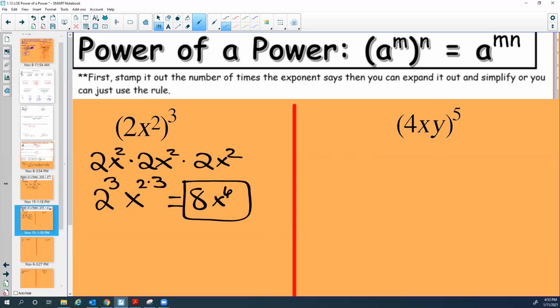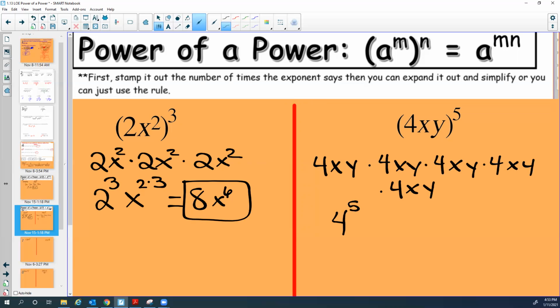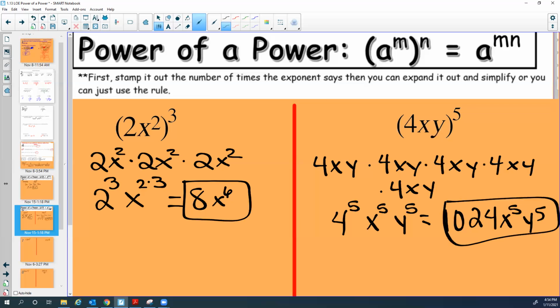All right, let's try the next one. 4xy to the fifth. Okay, that's 1, that's 2, that's 3, that's 4, and that's 5. So that means I have 4 times itself 5 times, x times itself 5 times, and y times itself 5 times. The only part I need to put in my calculator is what is 4 to the fifth power, which is 1024, x to the fifth, y to the fifth. And that's my answer.